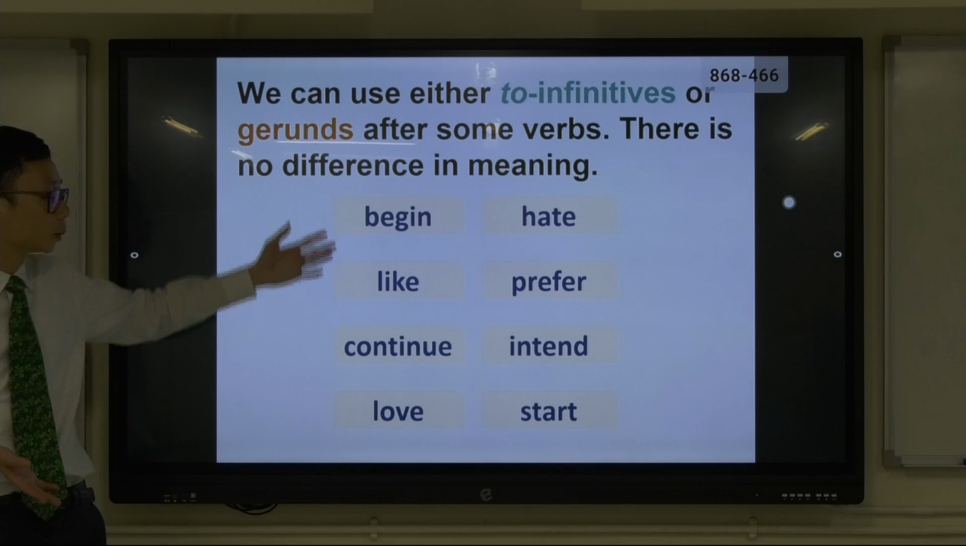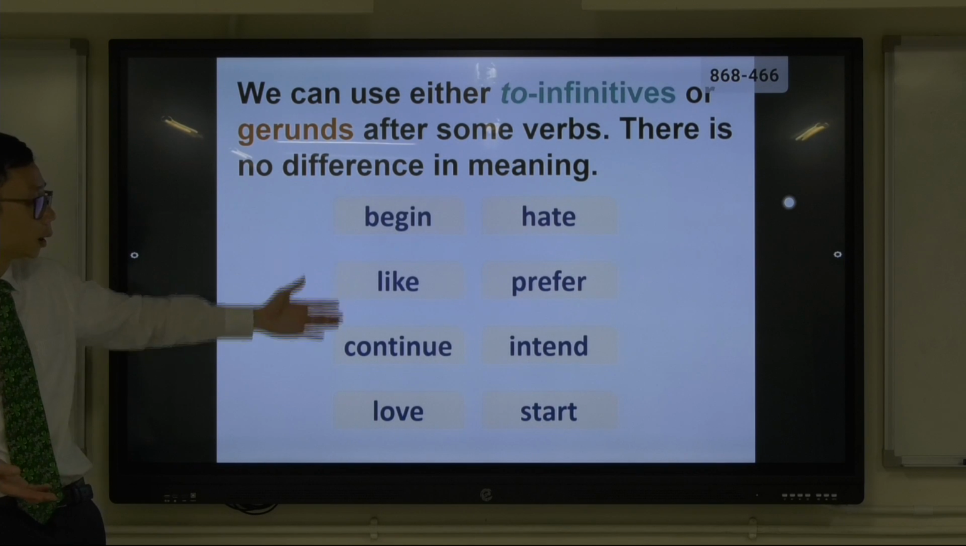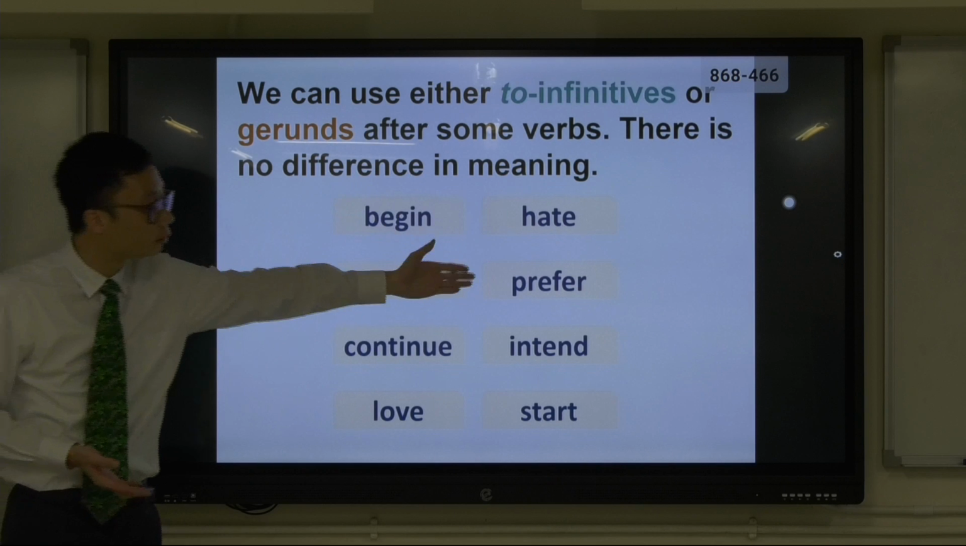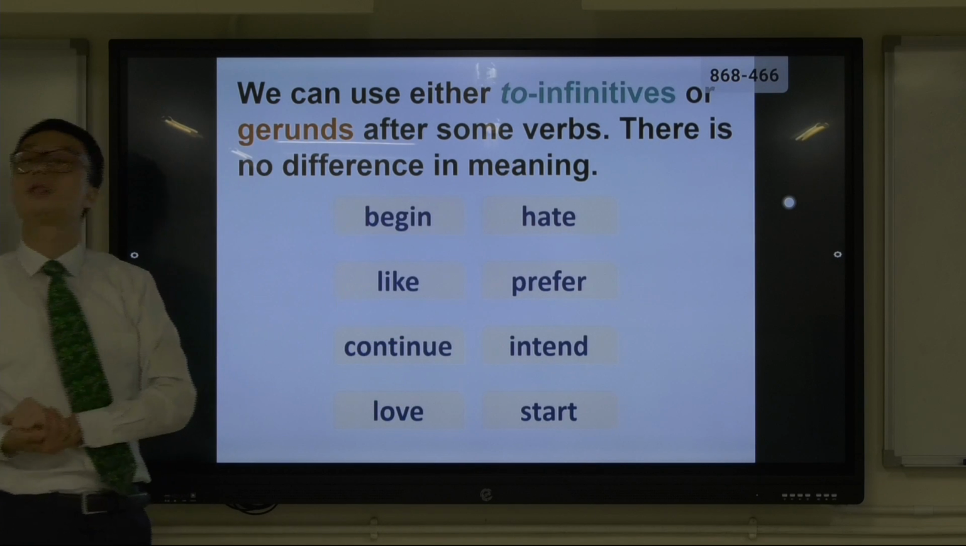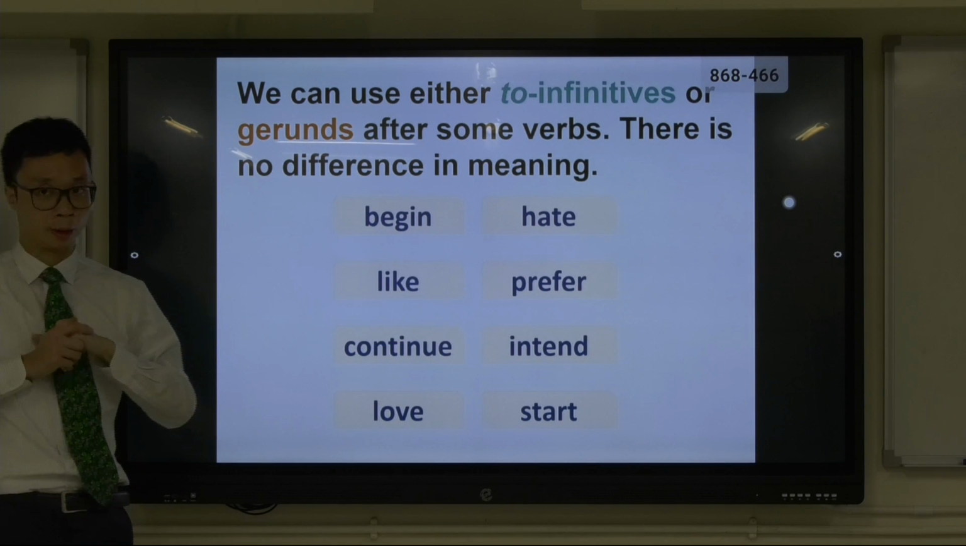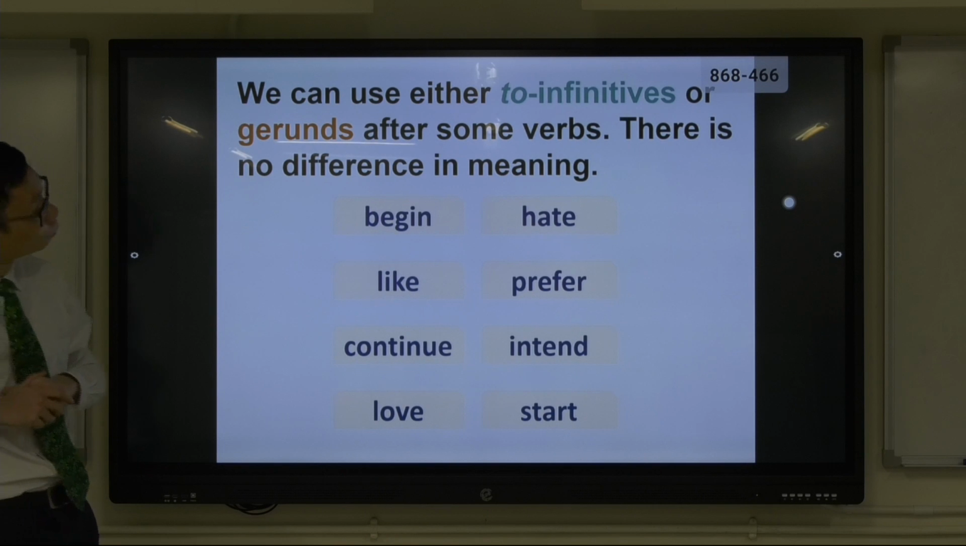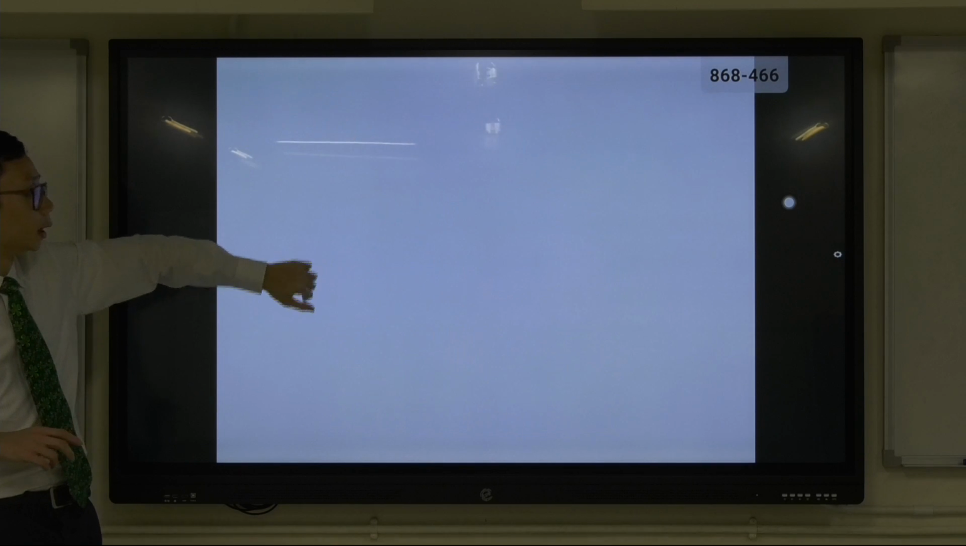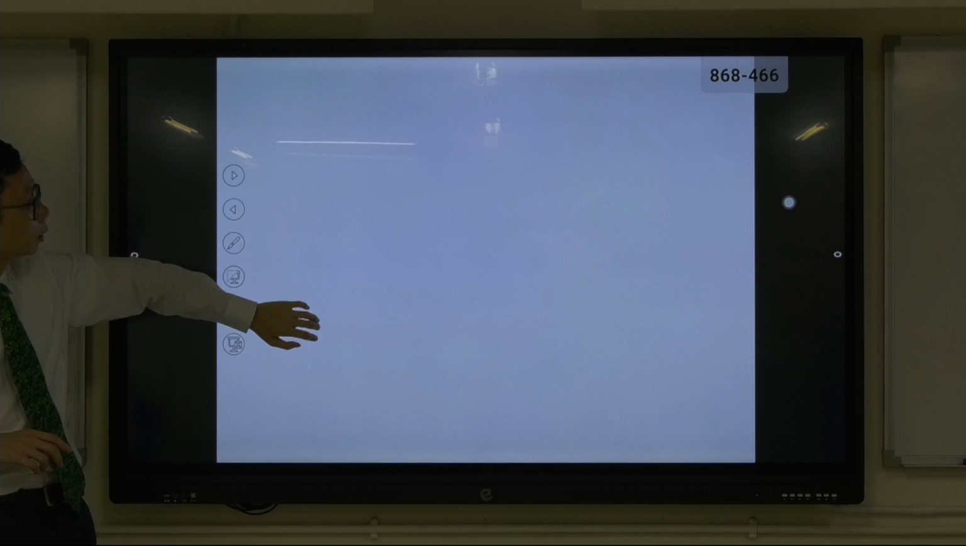Here are some examples: begin, continue, love, hate, prefer, intend, stop. So with these verbs, you can basically choose whatever you want. And then we'll look at some sample sentences.